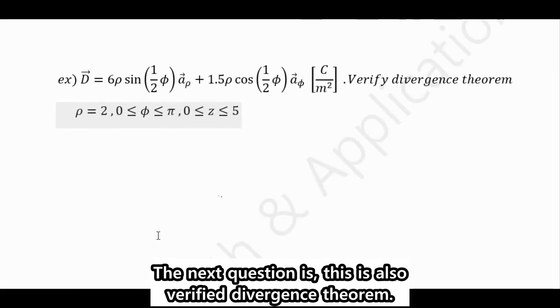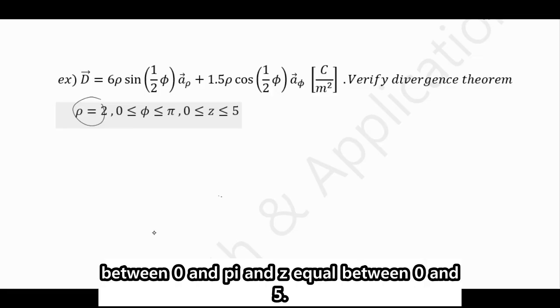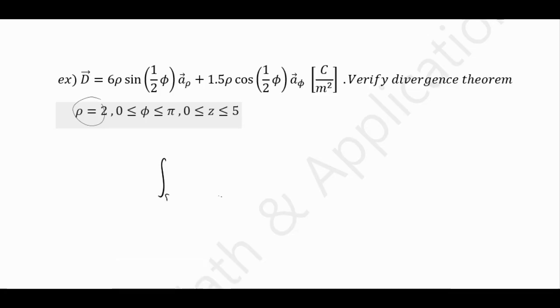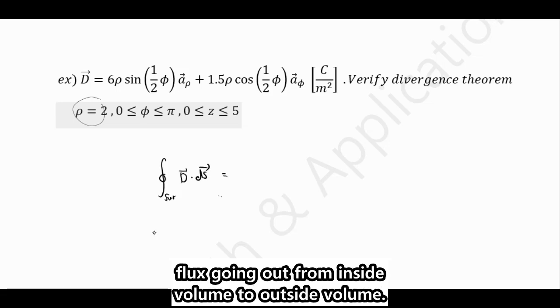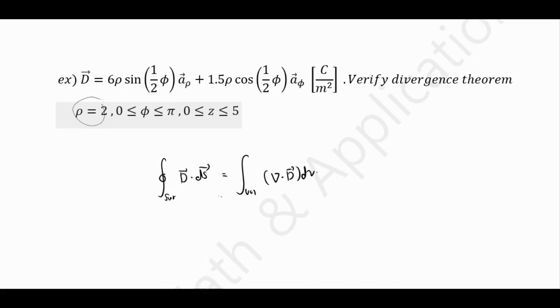The next question is also to verify the divergence theorem. The D vector is given in cylindrical coordinates, with phi between 0 and pi and z between 0 and 5. The divergence theorem says the total vector flux penetrating a closed surface is equal to the total vector flux going out from inside the volume to outside the volume. This is the integral of divergence D vector dv.